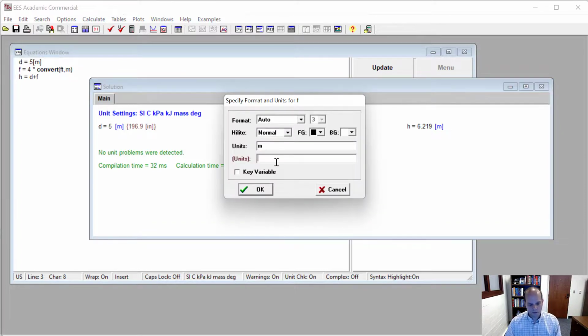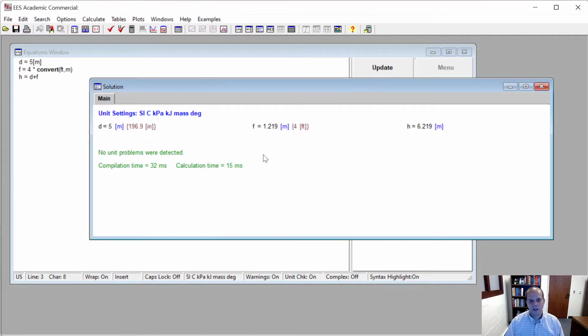And maybe I just want to double check that to make sure that it is what I thought it was. And indeed it is 4 feet. And now I can add these together. I can take 5 meters plus 1.219 meters, and I get 6.219 meters. And my unit problem went away. So that's kind of a brief overview to EES.